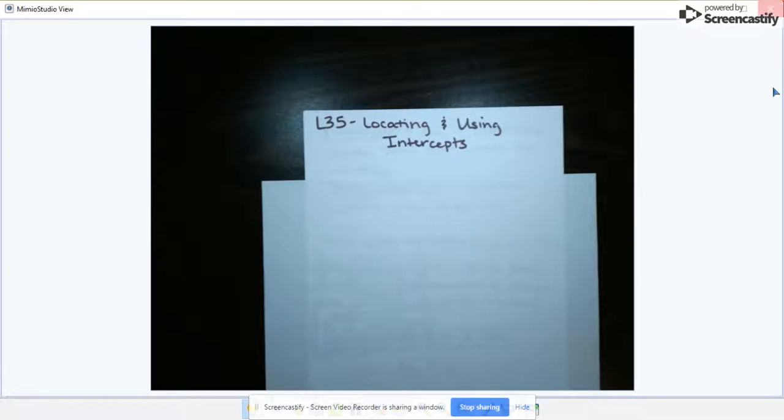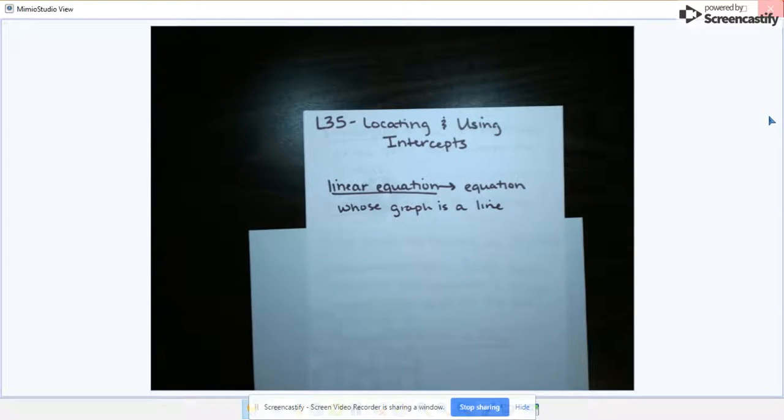Hey guys, we're going to look at using intercepts to help us graph a linear equation. So a quick reminder what a linear equation is. It's going to be any equation where the graph is a line. So anything that has an x to the first power.